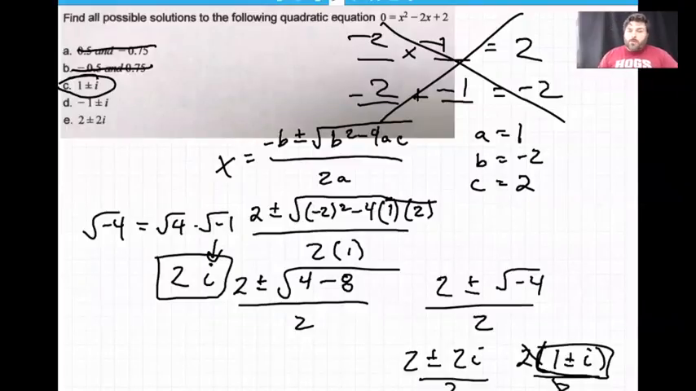Okay? Now, if you're brave, you could plug this back into x squared minus 2x plus 2, and you would see that it actually works. It's pretty crazy. But it should work there.